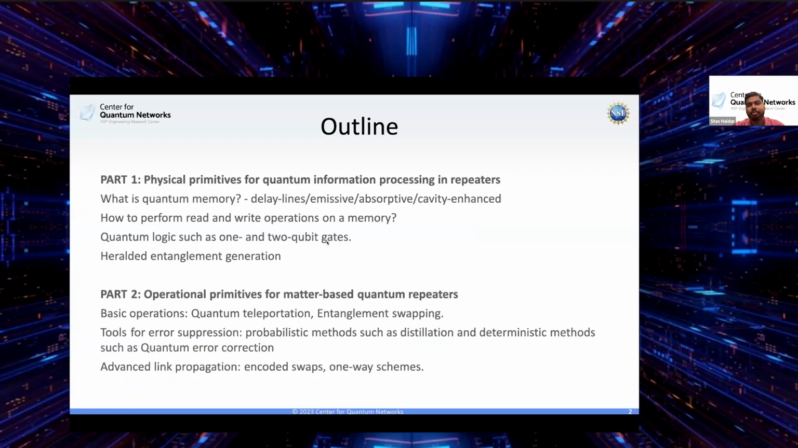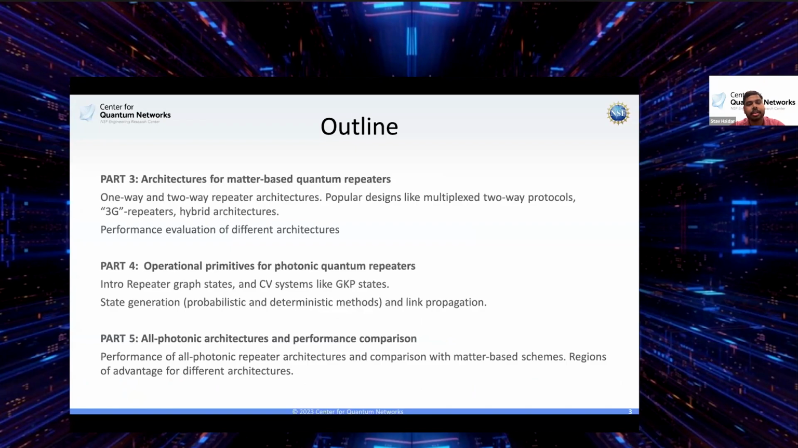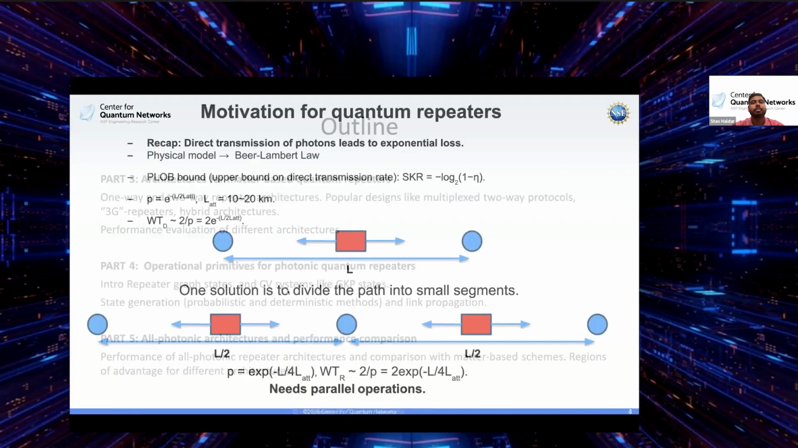As I said, the outline, we have 5 parts in this course. I'll deliver the part one first, and then Prateek will talk about the operational primitives and the architectures, and then we will go on to the architecture level discussions about all photonic repeaters, and we'll try to do some kind of performance comparison. Okay, so without further ado, let me actually go into the core part of the talk.